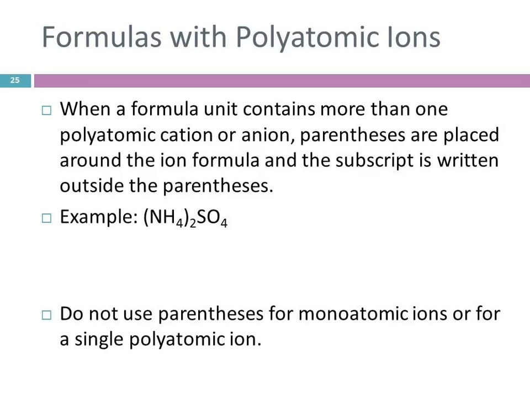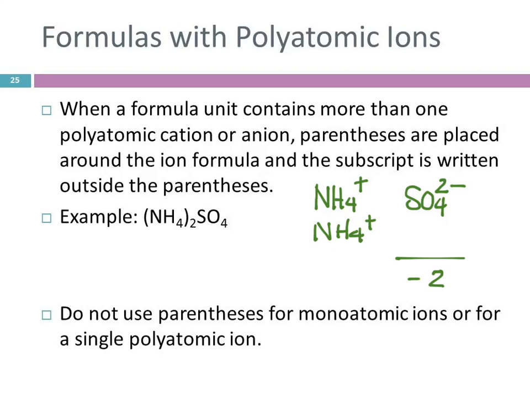So ammonium, writing with the eraser, that just never works. Ammonium is NH4 plus. Sulfate is SO4, 2 minus. If we're going to make a compound out of these, the charges have to add up to 0, and so we need 2 of the ammonium ions to balance the charge on 1 sulfate ion. Okay.